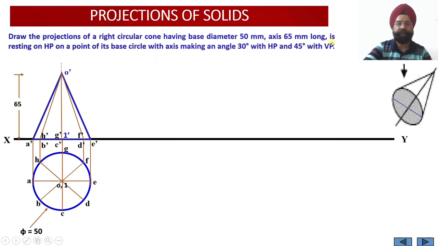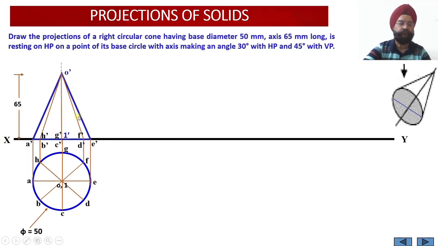Now we are provided with the fact that this cone is resting on the horizontal plane on a point of its base circle with the axis making an angle of 30 degree with respect to HP. Since the axis is making an angle of 30 degree with respect to the horizontal plane, we are required to shift this entire triangular front view at an angle of 30 degree with respect to the axis. But if we start doing that, we have to make sure that point E dash will be lying on the ground. So that would be a little bit difficult.